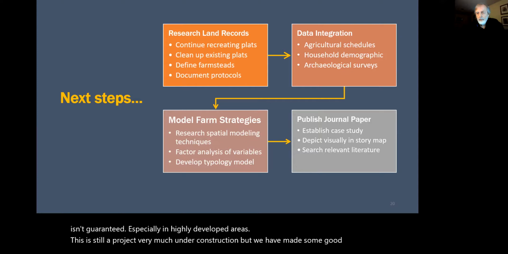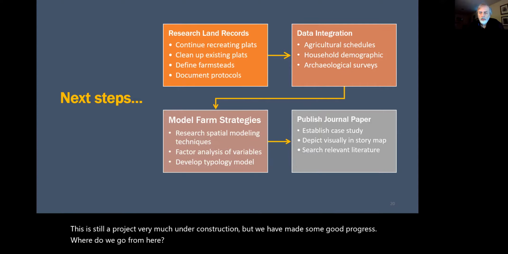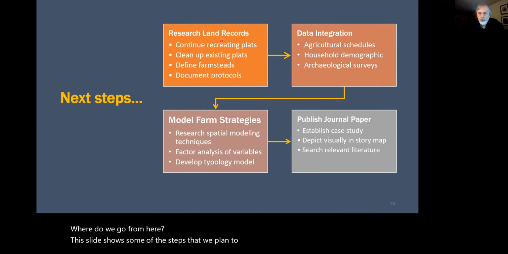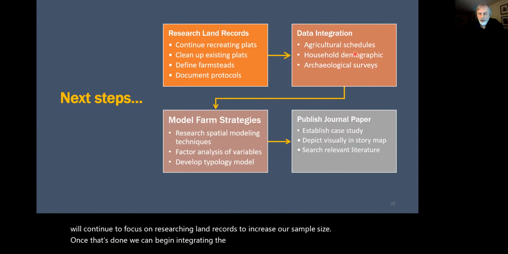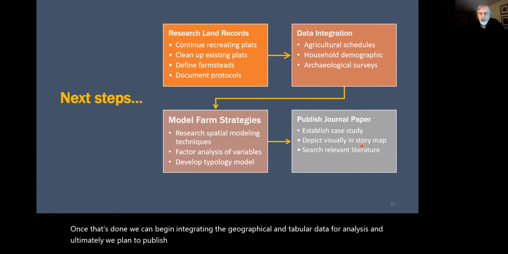Where do we go from here? This slide shows some of the steps that we plan to take. For the foreseeable future, our effort will continue to focus on researching land records to increase our sample size. Once that's done, we can begin integrating the geographical and tabular data for our analysis, and ultimately we plan to publish a journal paper and make the data available for other research inquiries.